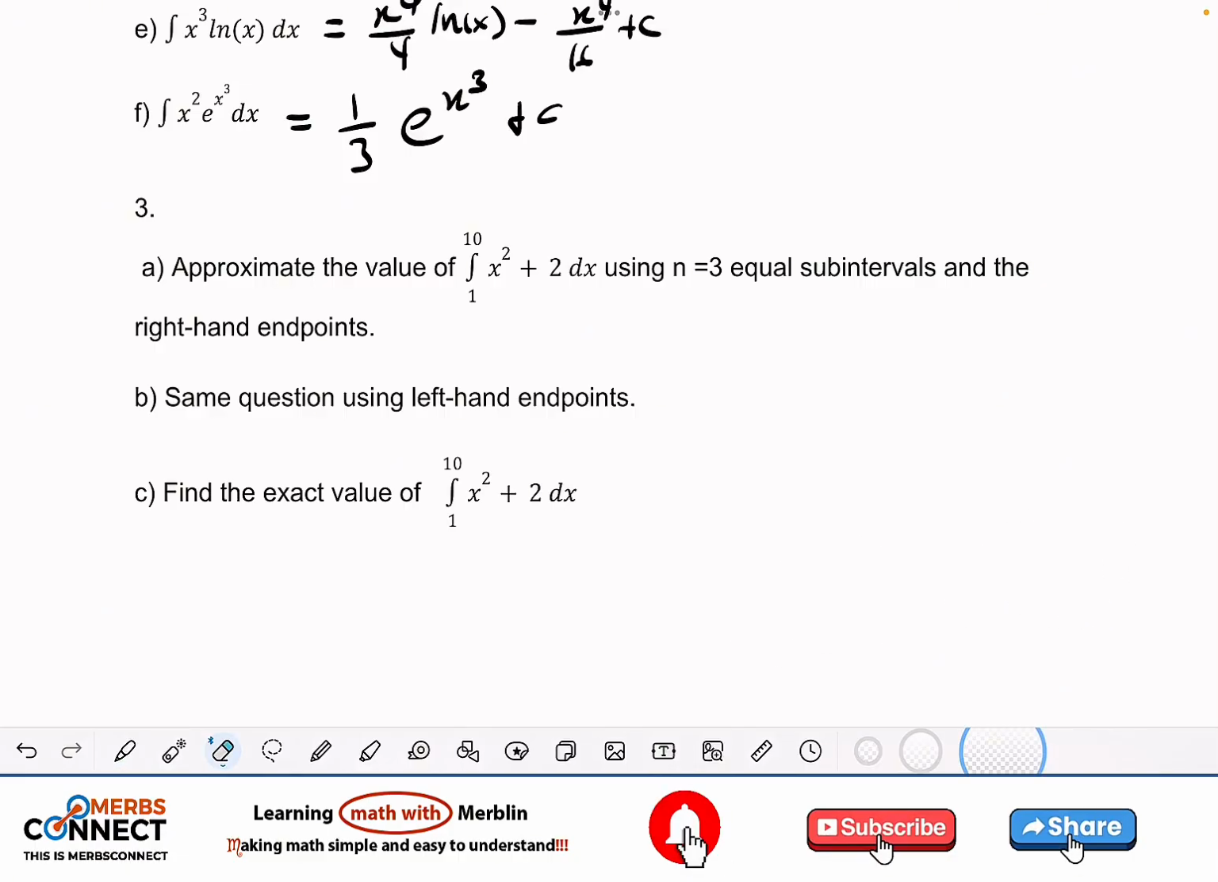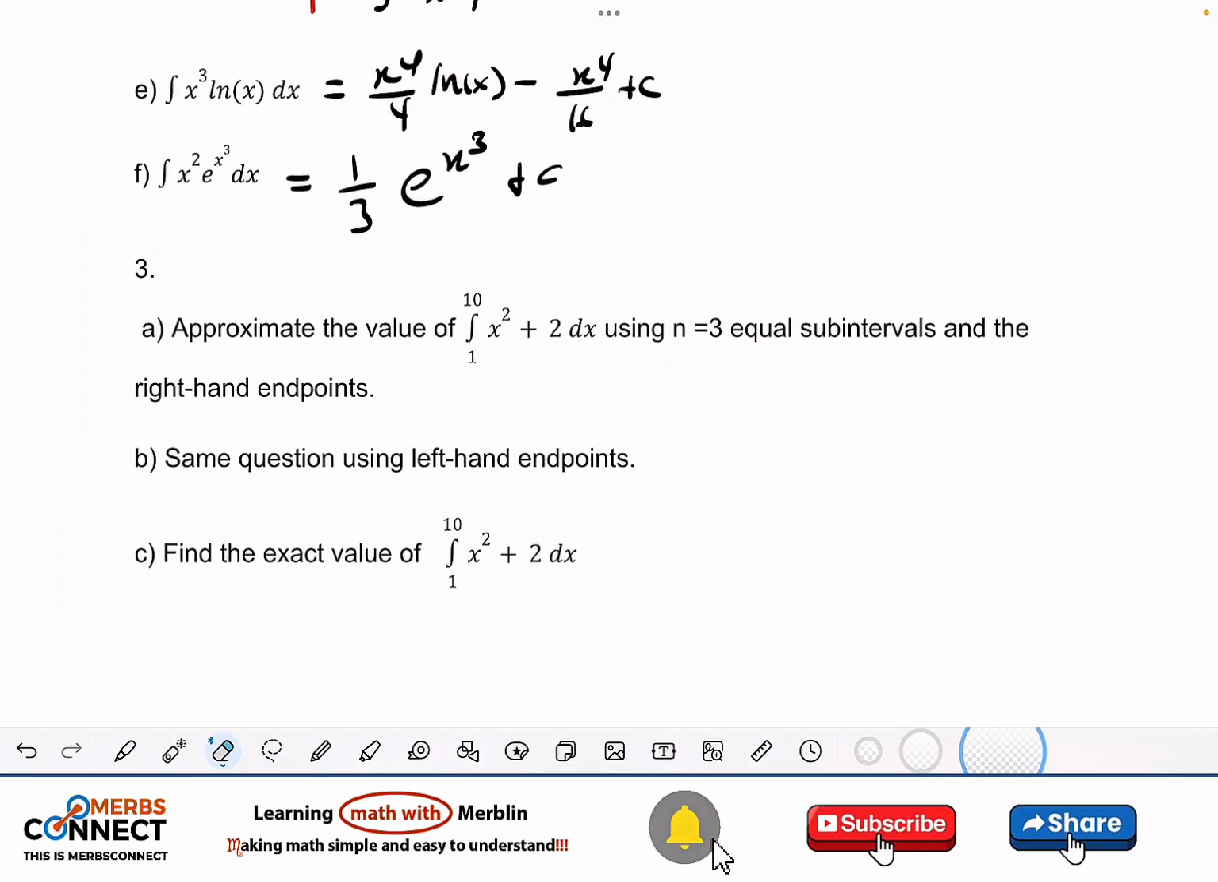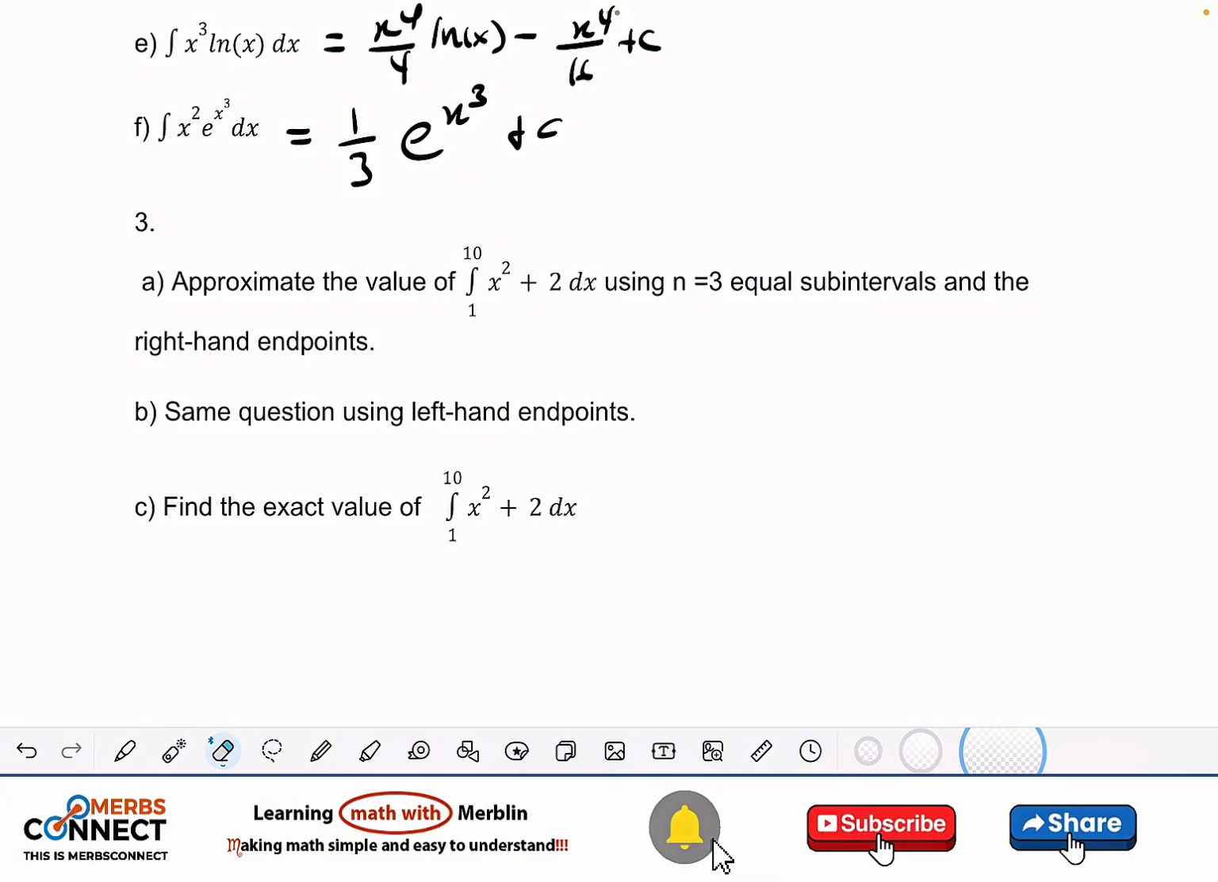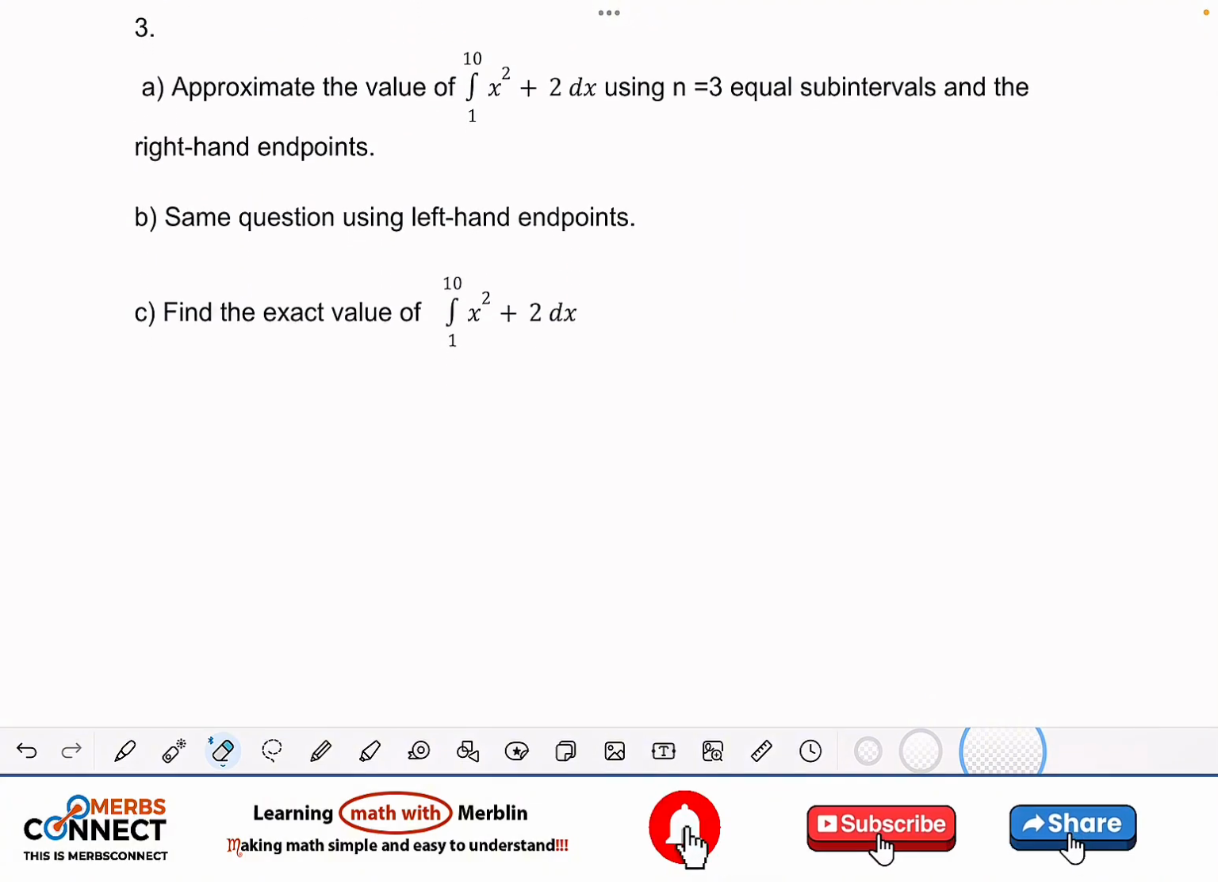Okay, so we are done with the first and second part where we need to do integration. Now let's come to question 3, right? We have this integration here that we want to do using n equal to 3 equal sub intervals, and then we need to use the right hand endpoint. So we know what to do, right?